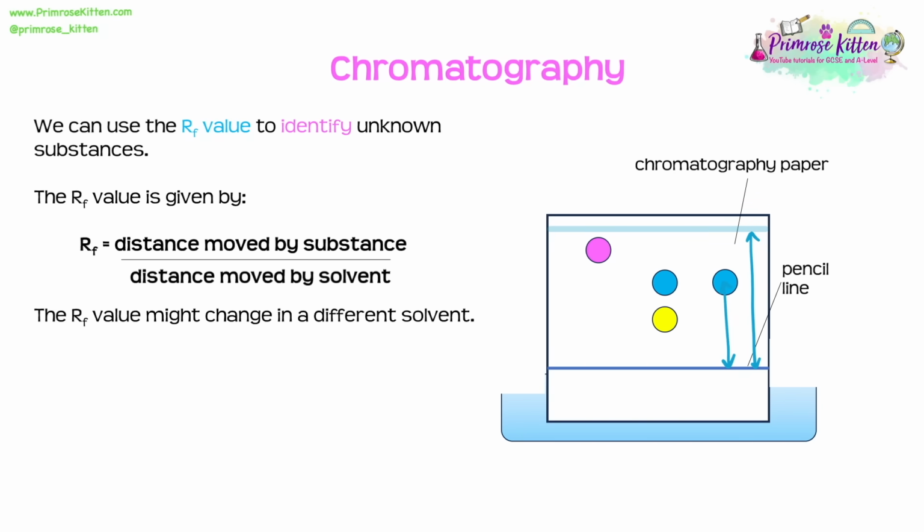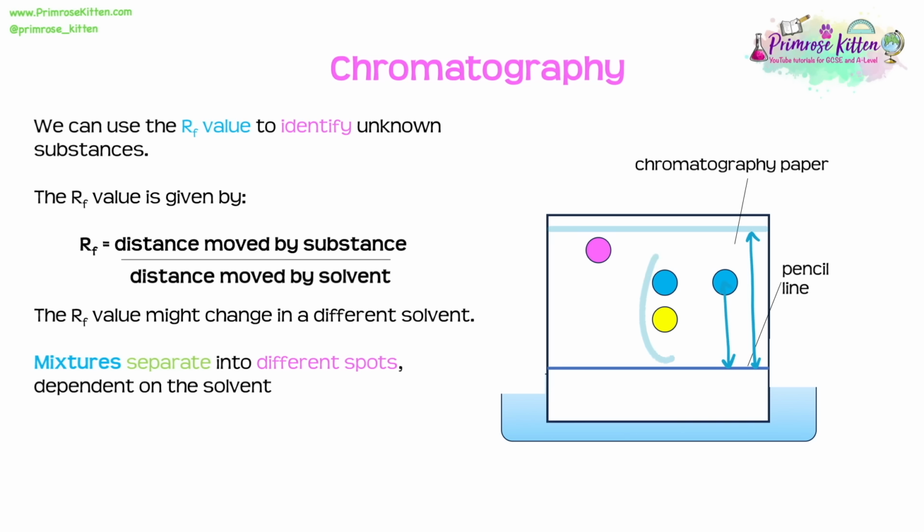Now we need to know that the RF value might change in a different solvent. So if we use water one time and say ethanol another time, we may get a different RF value. So mixtures are going to separate into different spots. So here you can see this shows a mixture because we've got two different spots. However, pure compounds like this one here produce a single spot, and that will be true in all of the solvents. It will always only produce a single spot.